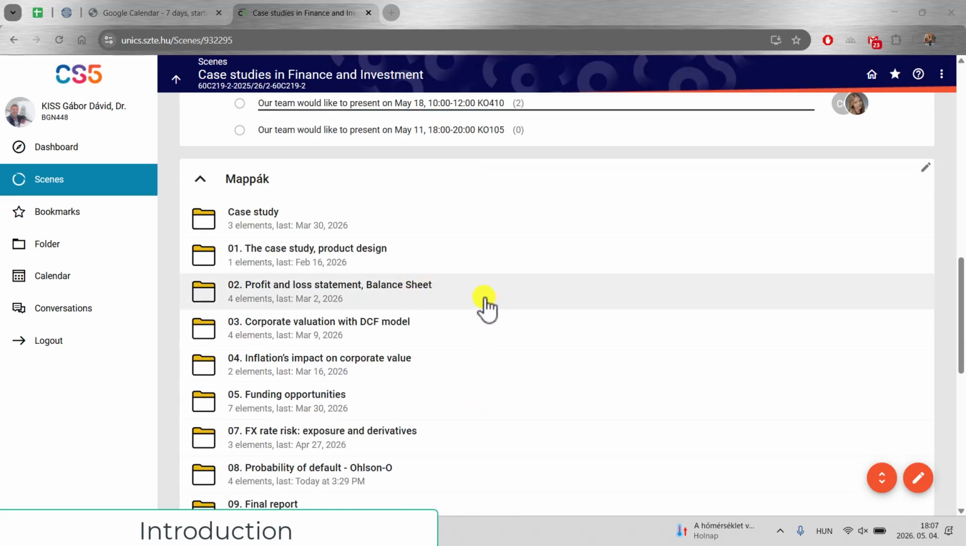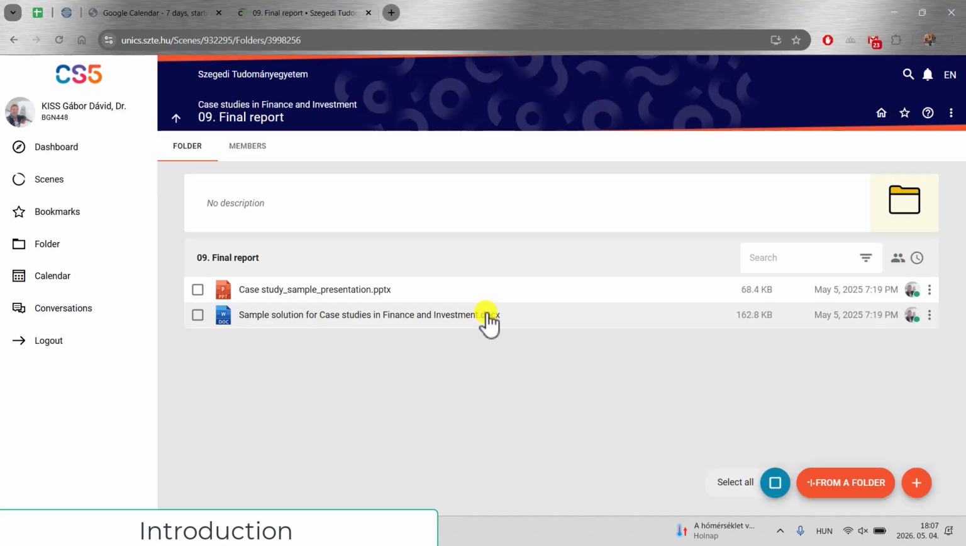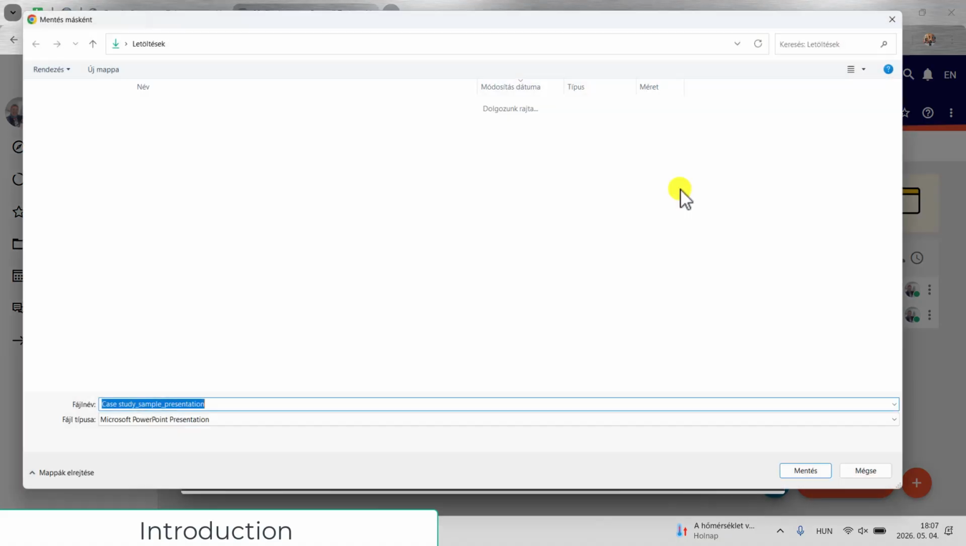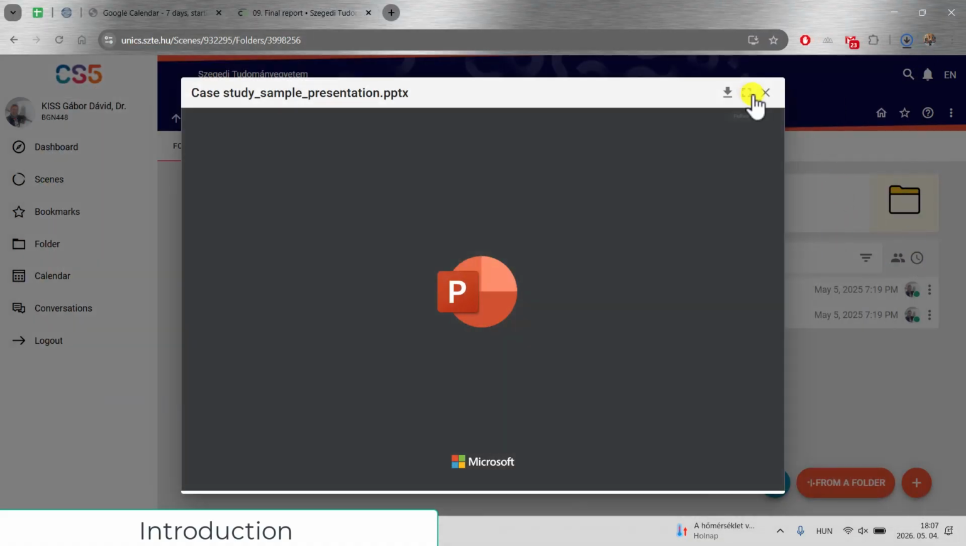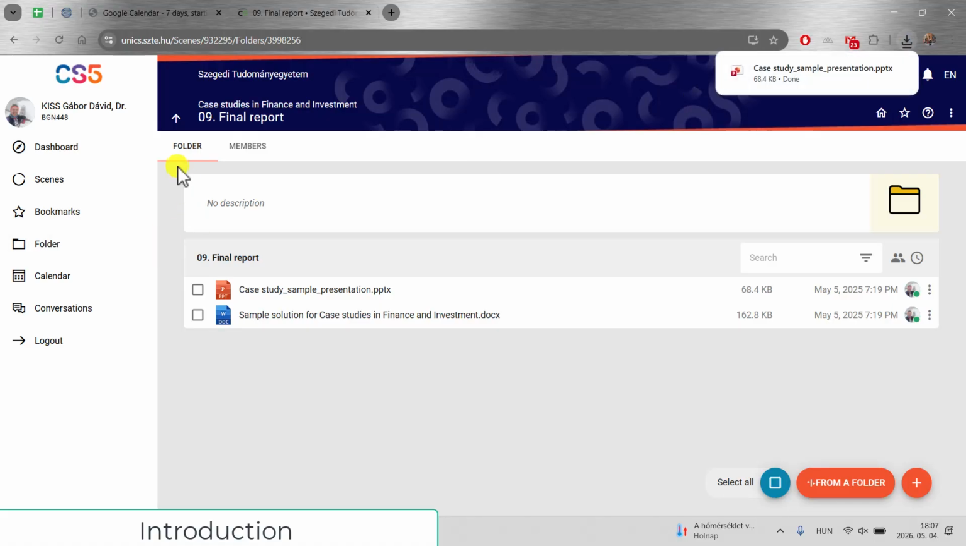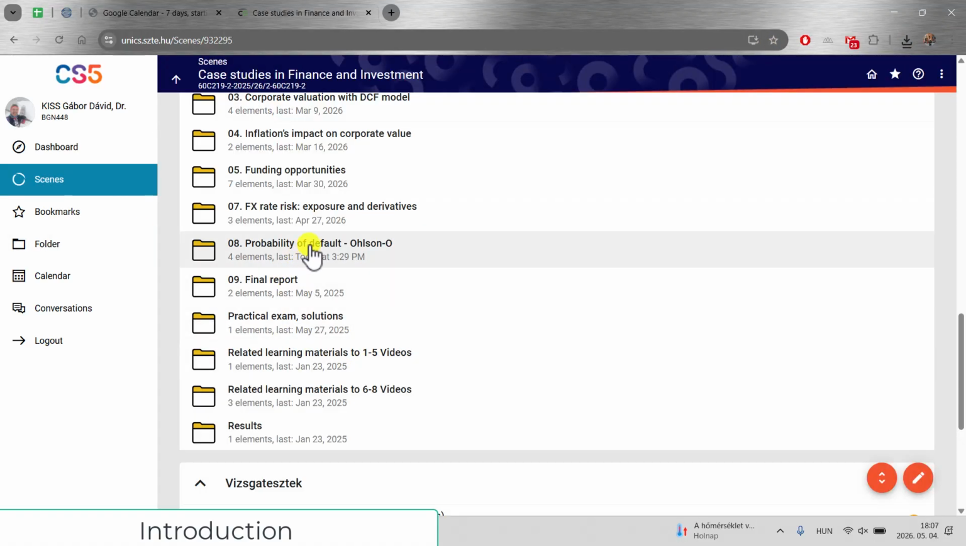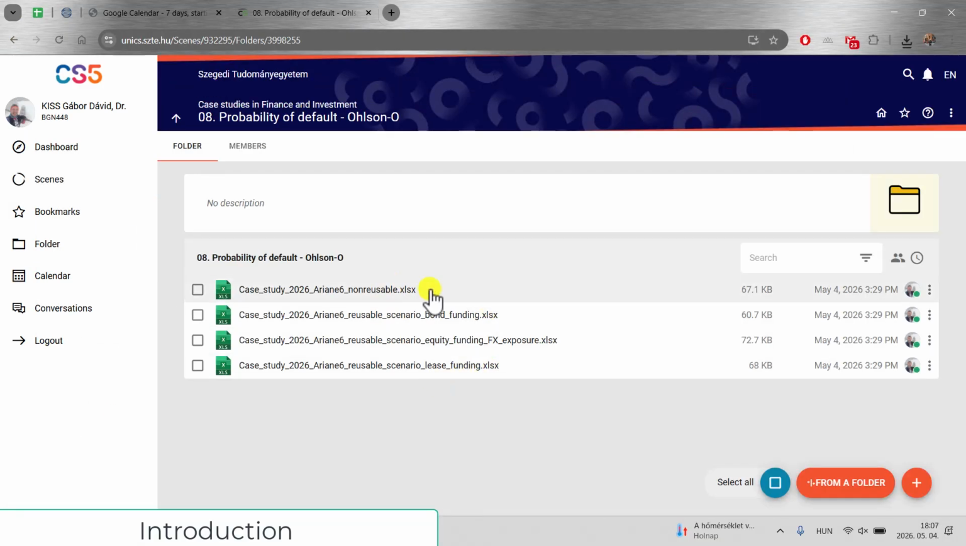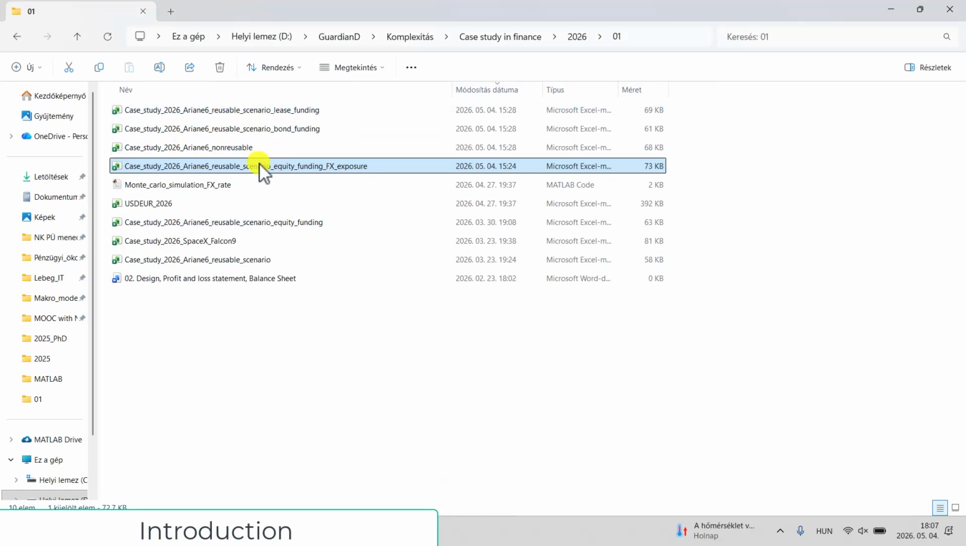Okay, so what we need is we have to open the final report part in the Excel in CoSpace. Download it somewhere, doesn't matter, we will use it. And also the other thing we need from CoSpace, because I uploaded the most recent versions of the Excel sheets here in 08 probability of default Ozone O. So we are just downloading and opening it.